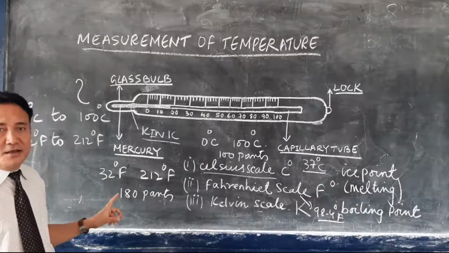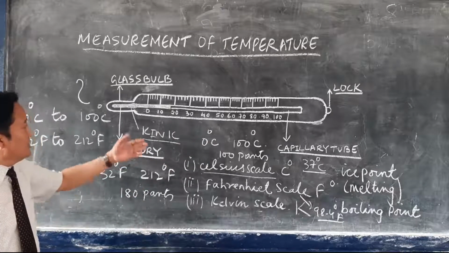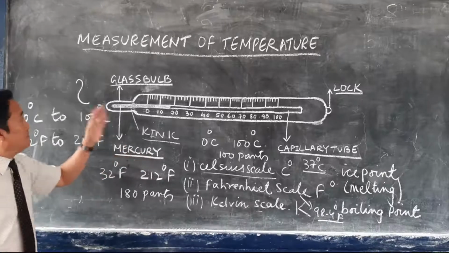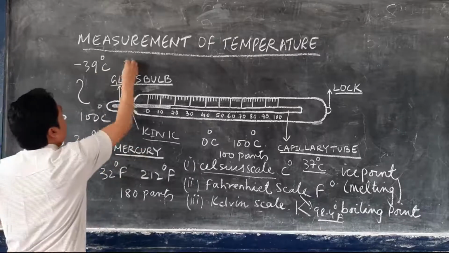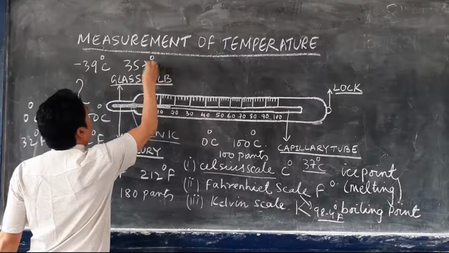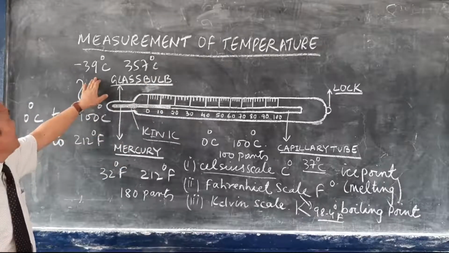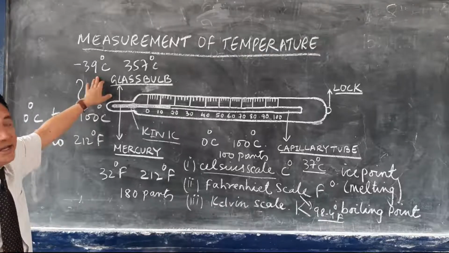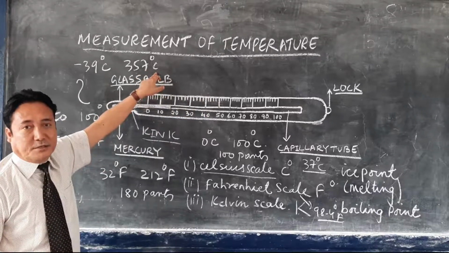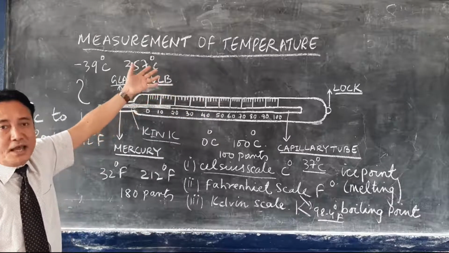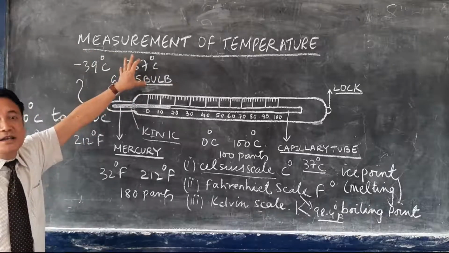Number one advantage: it can measure very low temperatures, since the freezing point of mercury is minus 39 degrees Celsius and the boiling point is 357 degrees Celsius. So it can record a low temperature of minus 39 degrees Celsius and a very high temperature of 357 degrees Celsius. Other liquids do not have this advantage; they cannot record a very low as well as a very high temperature.